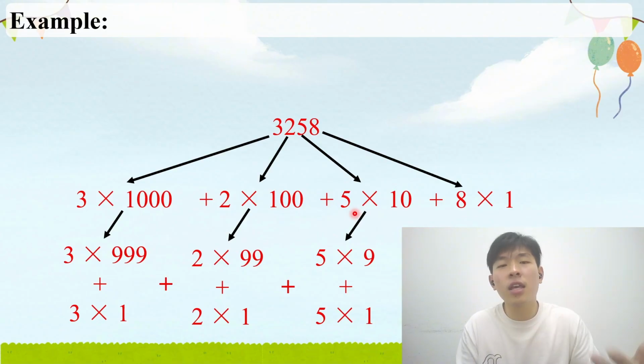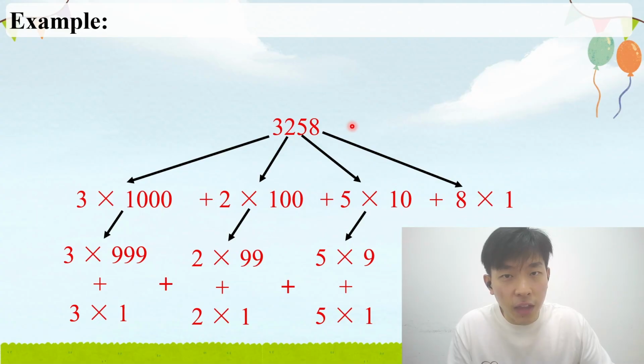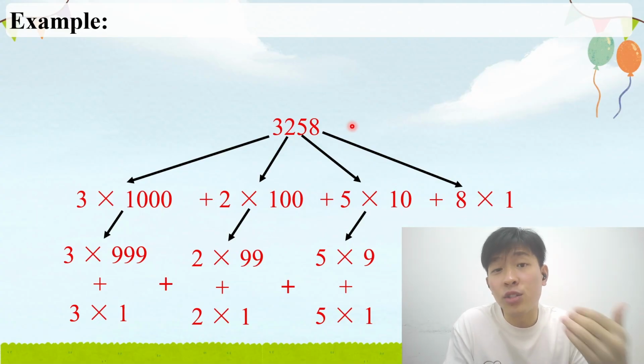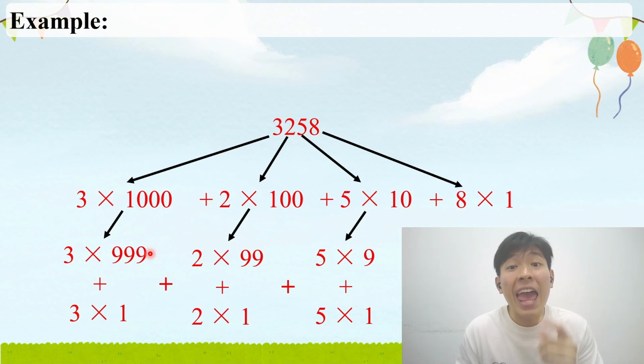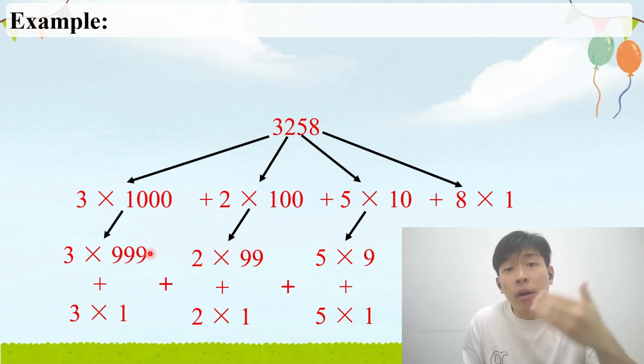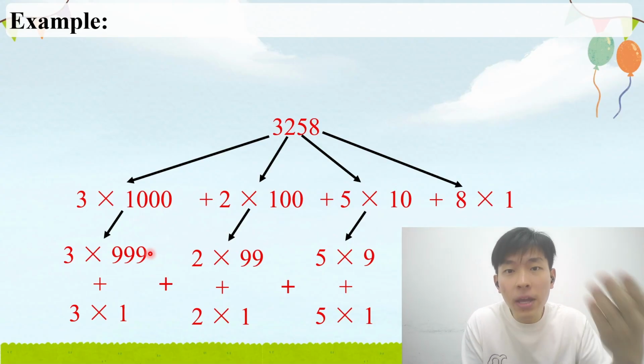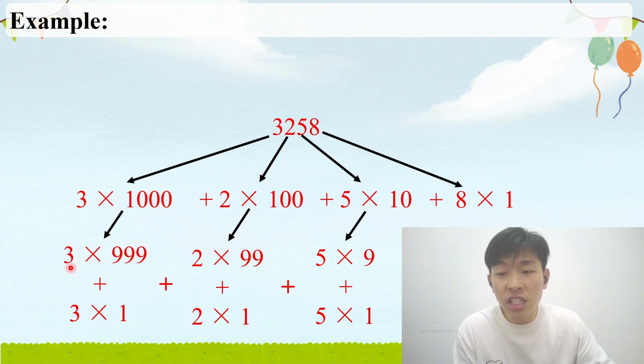Now, again, the same question. Here, everything added up together will be 3258. So I want to check whether this number is divisible by 3 or not. So let's see. 999, is it divisible by 3? Yes, it is divisible by 3, which means that any number that multiplies by 999 will be divisible by 3. So where did this 3 come from? It comes from the digit value here, the thousands place, which means that any number in the thousands place will be divisible by 3 if we multiply by 999.